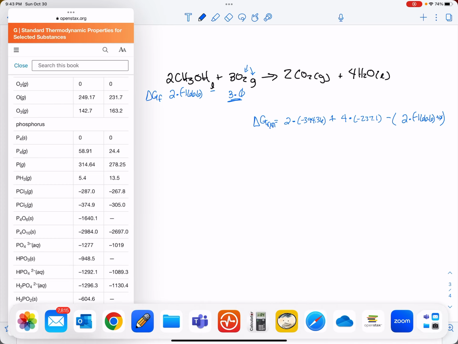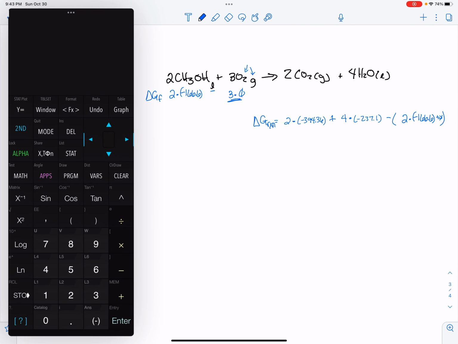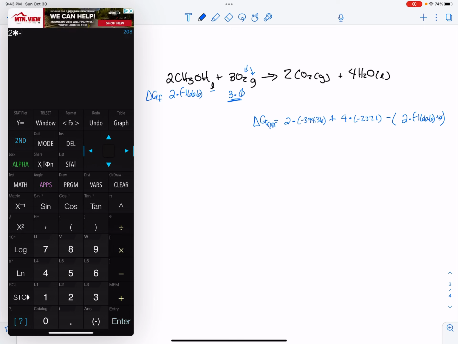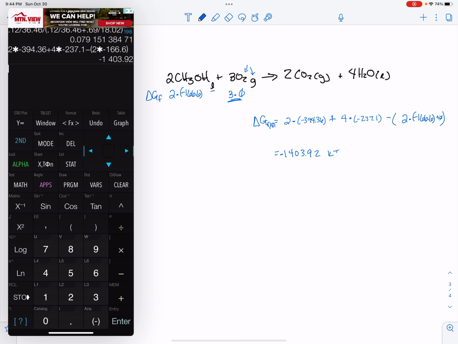And then I'm going to get my calculator up, and I'm going to say 2 times negative 394.36 plus 4 times negative 237.1 minus parentheses 2 times negative 166.6. So I'm doing a quick check, making sure all those terms were negative that I put in. That looks good. And so I have that my final value is 1403.92 kilojoules per mole.